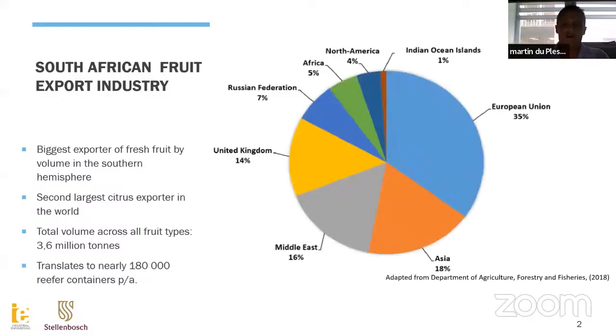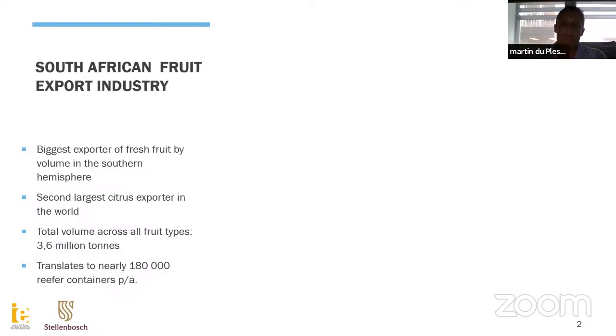So a background about the South African fruit export sector. We are the biggest exporter of fresh fruit in the Southern Hemisphere. We are the second largest citrus exporter in the entire world. And for the 2020-21 season, we exported nearly 3.6 million tons of fresh fruit. And that equates to nearly 180,000 40-foot reefer containers. And the largest export market for this was the European Union, followed by Asia, Middle East, and United Kingdom. And then the remaining markets are also evolving.